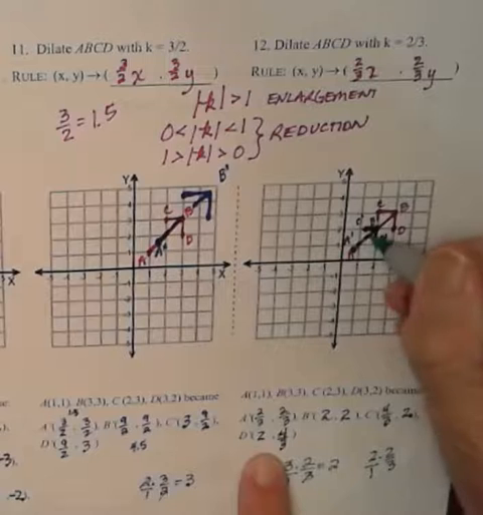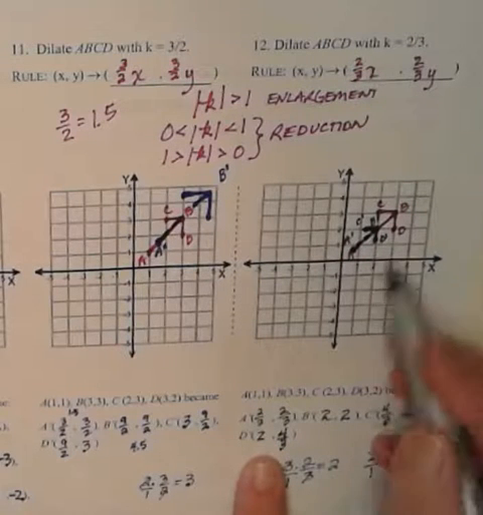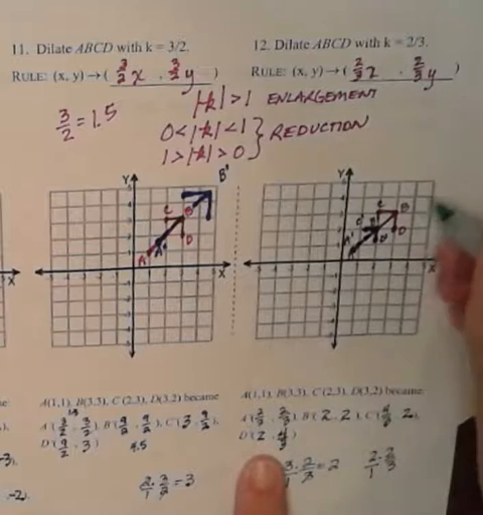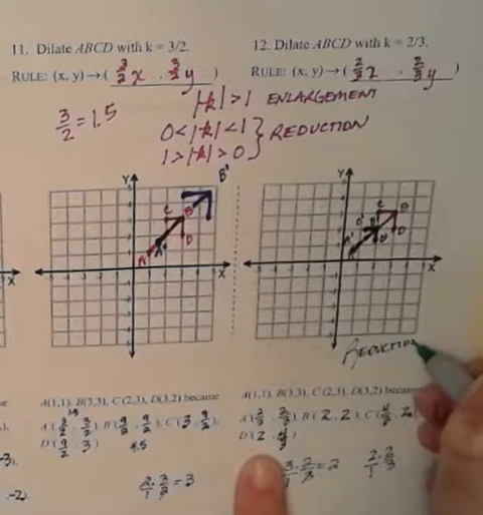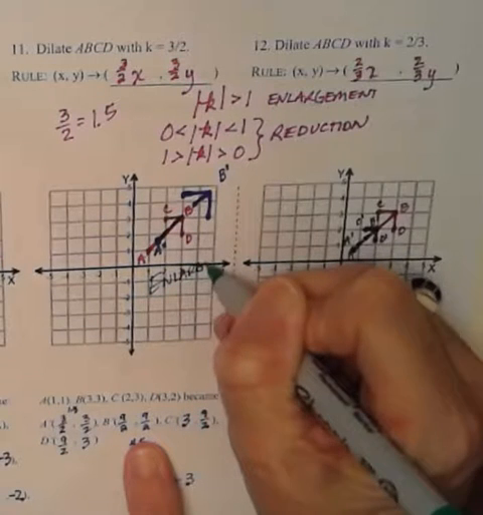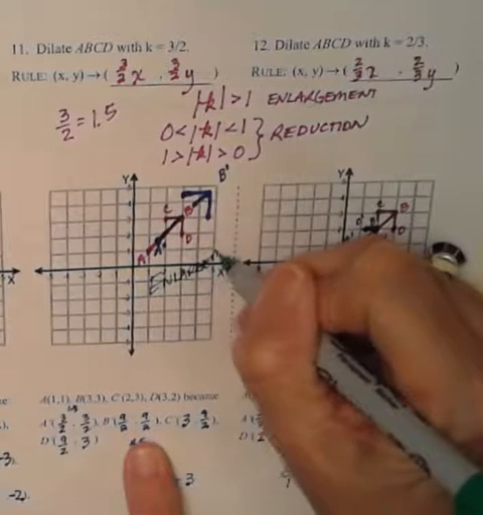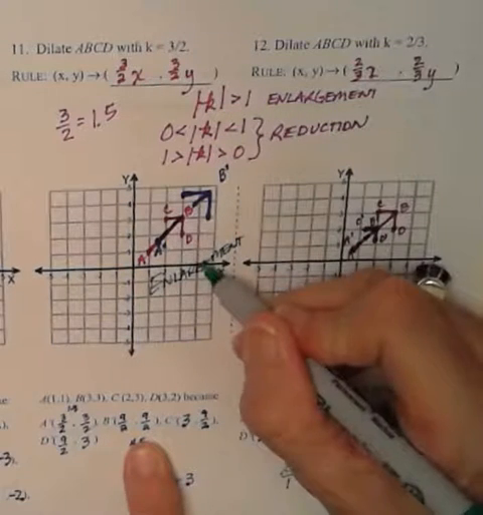So in green, you see the smaller transformation that was a reduction. So that's right. This is a reduction. And this was an enlargement. Kind of hard to see the G.